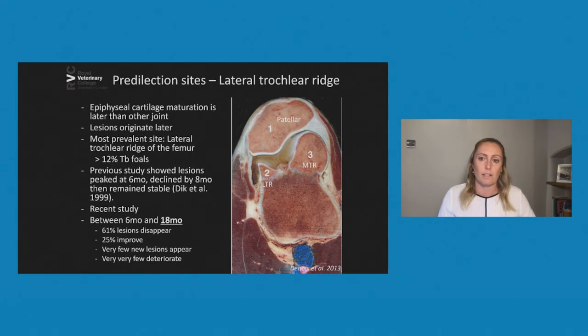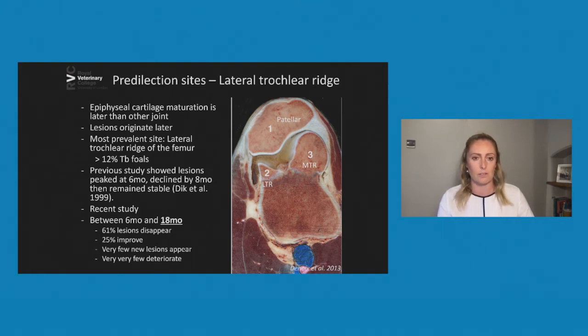There is very thick cartilage in this area over the trochlear ridges, as we were looking at in this specimen, and it matures and becomes ossified later than in other joints. As mentioned before, the most prevalent site of osteochondrosis in this joint is the lateral trochlear ridge, and this is probably due to the shear forces caused by the overlying patella. In a recent study looking at foals at 6 months old, about 12% of thoroughbred foals were found to have lesions of the lateral trochlear ridge.